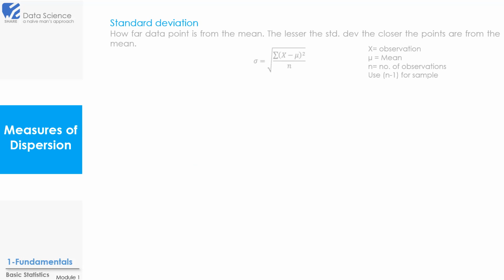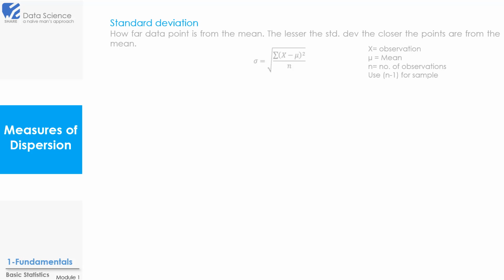After this we have measures of dispersion. Measures of dispersion are also called measures of variation. So in this we will only see the commonly used terms. The first term is standard deviation. Standard deviation basically tells us how far a data point is from the mean. The lesser the standard deviation is, the closer the points are from the mean.